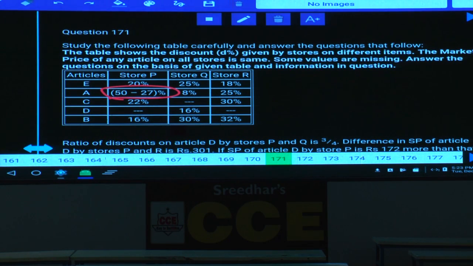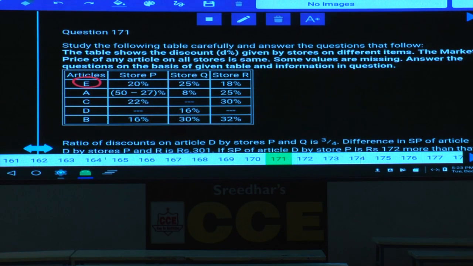23%. That is 23. Okay. Now, article E. That means Apple phone. Samsung phone. Nokia phone. That is an article. See, your condition says the market price of any article on all stores is the same. So what did we discuss? Apple.